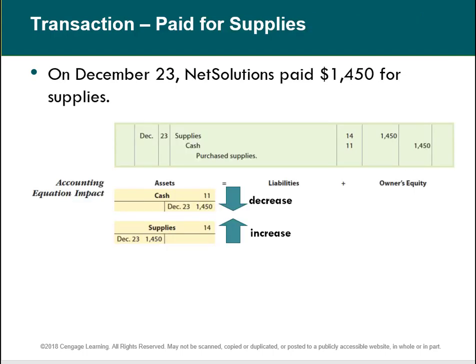Now they paid for supplies. NetSolutions paid for supplies. And remember, if we just say supplies, it's an asset. If it says supplies expense, then the supplies are used up. But this is just an asset. So debit supplies and credit cash.